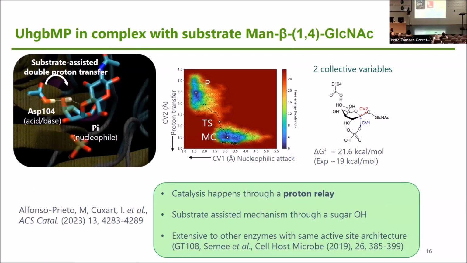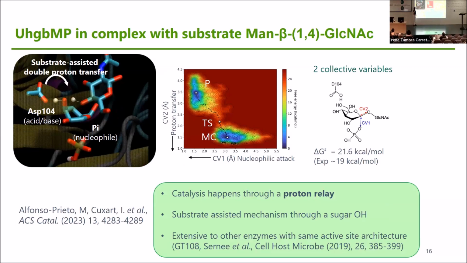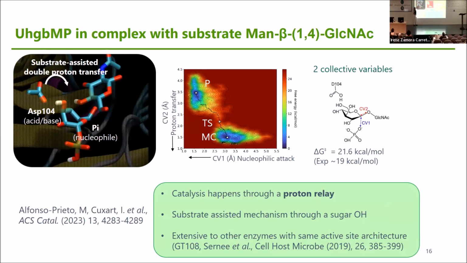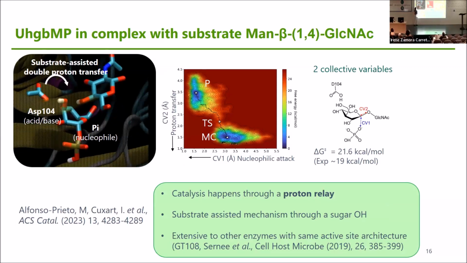Here we can see that the acid base donates the proton to the hydroxyl substituent of the substrate, and then this proton goes to the leaving group, and then the inorganic phosphate group acts as a nucleophile. For this, we also used two collective variables that represent the two main reactive events. So with this, we could see that this was another case of substrate-assisted catalysis in which the substrate acts as a catalyst through a double proton relay.